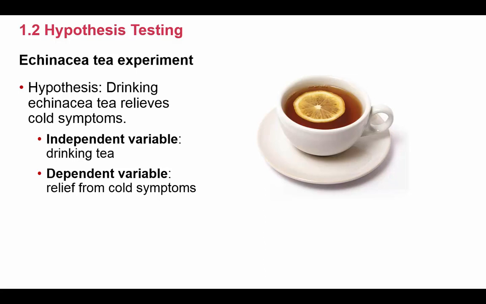So remember, our independent variable is the kind of tea they drink. This says drinking tea, but it's drinking the echinacea tea that it means. The dependent variable: what do we expect to happen resulting from drinking that tea? We'll go back up there and read your hypothesis. Drinking the tea relieves cold symptoms. So we're looking for relief from cold symptoms. We didn't change that one. The only thing we manipulated was the tea. Okay?